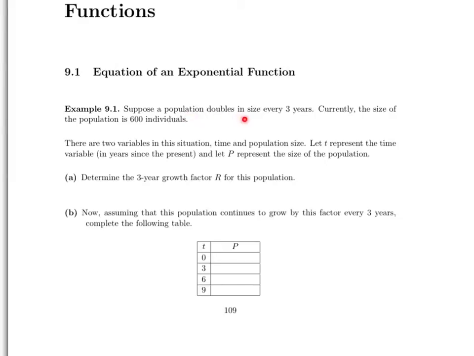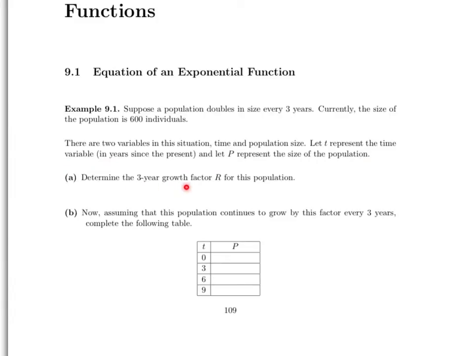Suppose a population doubles in size every 3 years. Currently, the size of the population is 600 individuals. There are two variables in this situation, time and population size. Let's let t represent the time in years since the present, and let p represent the size of the population. Let's look at part A.